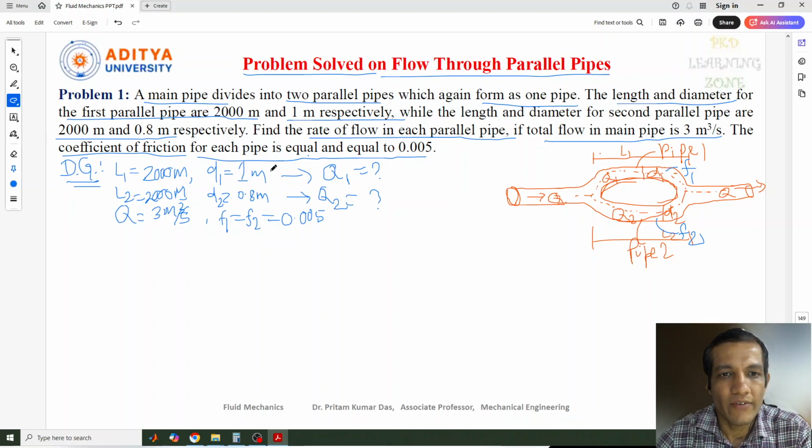To solve this problem, we use what we discussed in our previous lecture. We can use Darcy-Weisbach's equation for pipe flow, when the fluid is flowing through a pipe, and suppose this is the length of this pipe, and this is the length of this pipe.